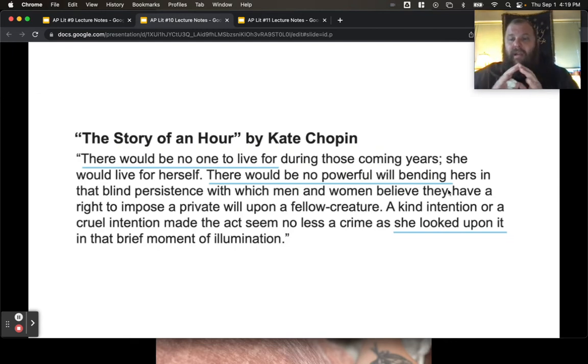He's like, I need to break the news to her very gently so she doesn't break in half. Right? She cares for Brentley Mallard. No, she does not. We know that. Why? Because the omniscient narrator is like, all right, I'm going to show you some stuff. I'm going to tell you everything about this, right? And then a kind intention or a cruel intention made the act seem no less a crime as she looked upon it in that brief moment of illumination.